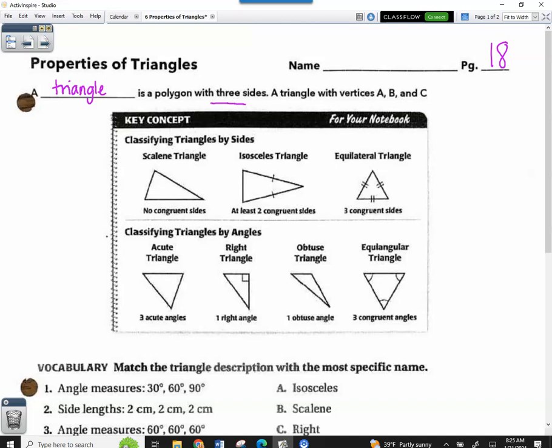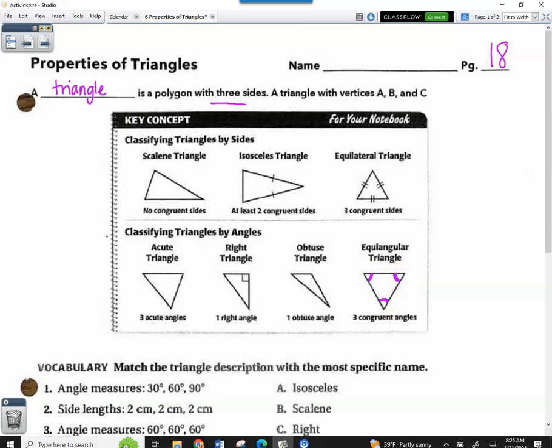Acute triangle means all of the angles are less than 90. A right triangle means there is one angle that is a right angle. An obtuse triangle means there's one angle that is greater than 90. Equiangular triangle, what does it sound like it means? Equiangular sounds like equal angles, right? 3 congruent angles. You'll notice they've got marks here, here, and here.